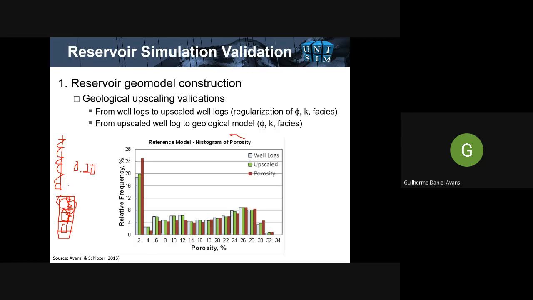And finally, this is the dark color here. I have the porosity distribution in the simulation model. So as you can see here, we are following almost the same pattern after creating this porosity distribution of our model. So in terms of static distribution, our model is okay. We are following the same pattern.